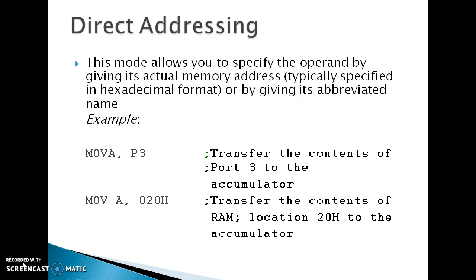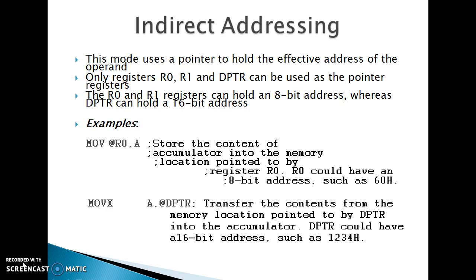R0 register. Direct addressing. This mode allows you to specify the operand by giving its actual memory address or by giving its abbreviated name. Example, MOV A, P3 or MOV A, 020H. In this type of addressing mode, the address is specified within the instruction as a part of the instruction. The address is directly specified as a part of the instruction. So MOV A, P3: P3 is direct addressing, where the content present at the address is moved to the A accumulator. MOV A, 020H means the content at address 020H will be moved into the accumulator.